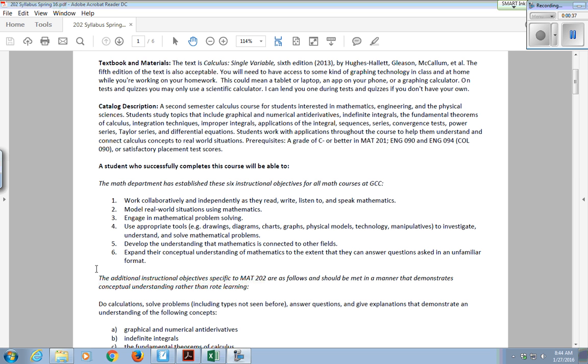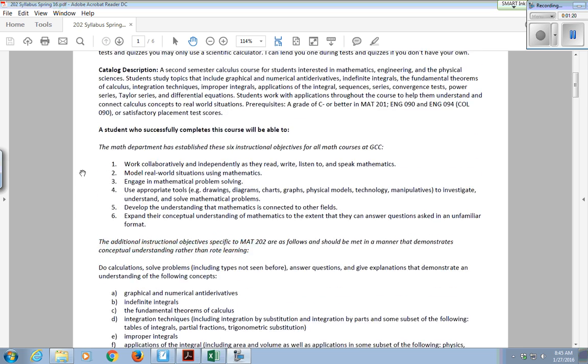The textbook is the 6th edition of the Hughes-Hallett book. It's the same textbook that you used last semester for Calc 1. You can use the 5th edition, that's fine. And you just need access to some kind of graphing technology in class and at home while you're working on your homework. That could be a graphing calculator, an app on your phone, a tablet, laptop, whatever. Tests and quizzes, you'll only be allowed a scientific calculator. I can lend you one if you don't own your own. If you typically use a graphing calculator, I'll lend you a scientific one for quizzes and tests.